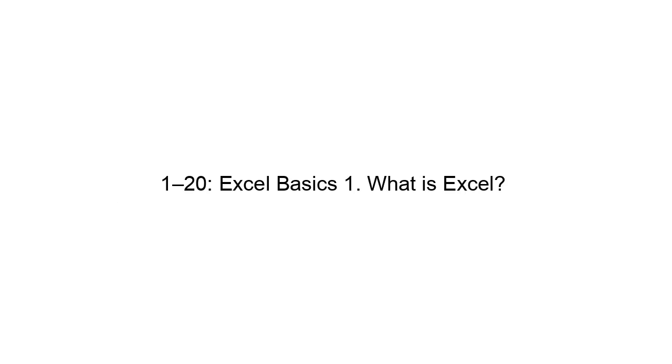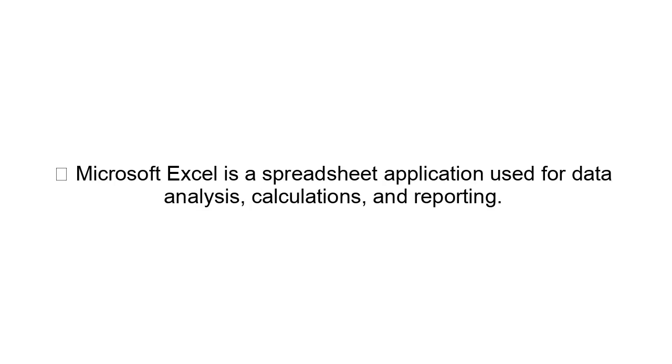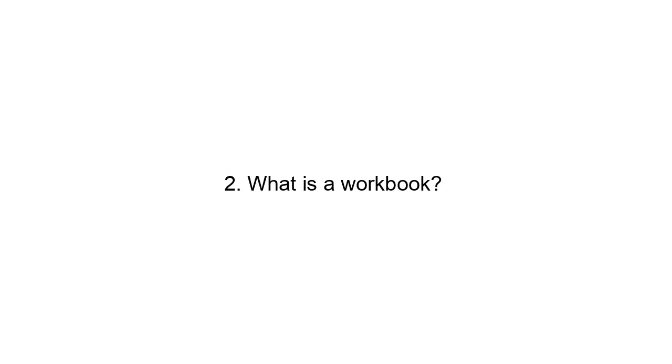1 to 20. Excel Basics. 1. What is Excel? Microsoft Excel is a spreadsheet application used for data analysis, calculations, and reporting. 2. What is a workbook? An Excel file containing one or more worksheets. 3. What is a worksheet? A spreadsheet page inside a workbook. 4. What is a cell? The intersection of a row and column. 5. What is a cell reference? The address of a cell. Example: A1.